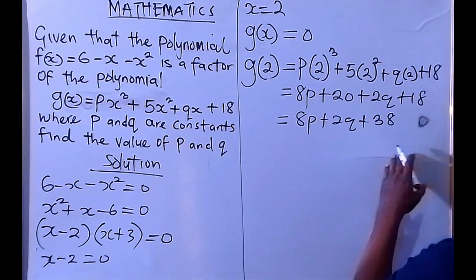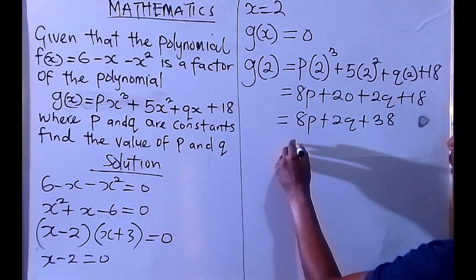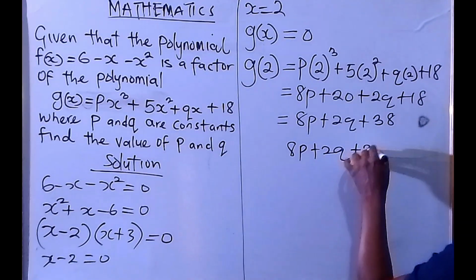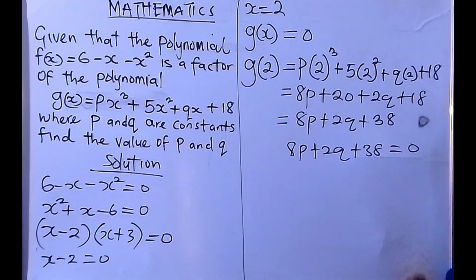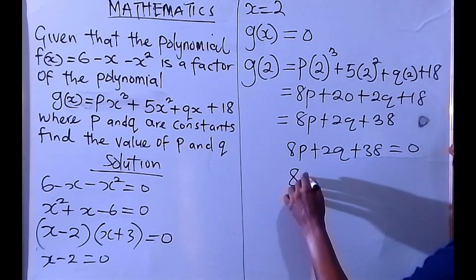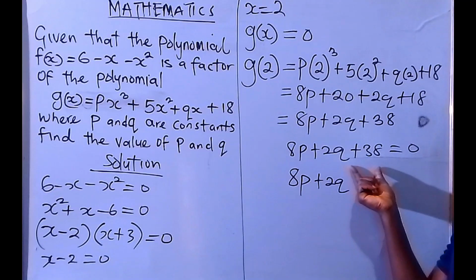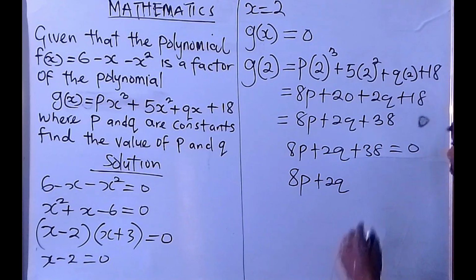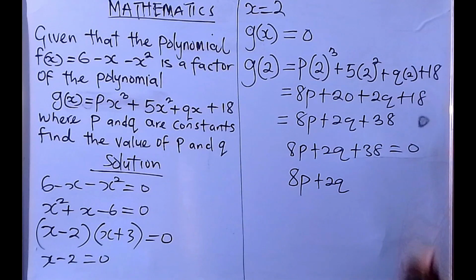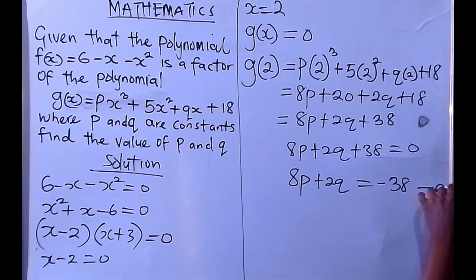Since g of x is equal to 0, so I'll definitely have 8p plus 2q plus 38 is equal to 0. Therefore, if I rearrange, I have 8p plus 2q. Let me move the constant to the right hand side. So I have minus 38. I can call this equation 1.